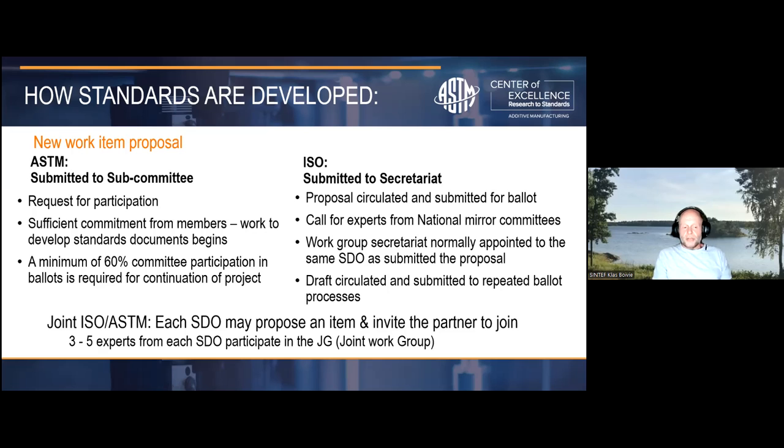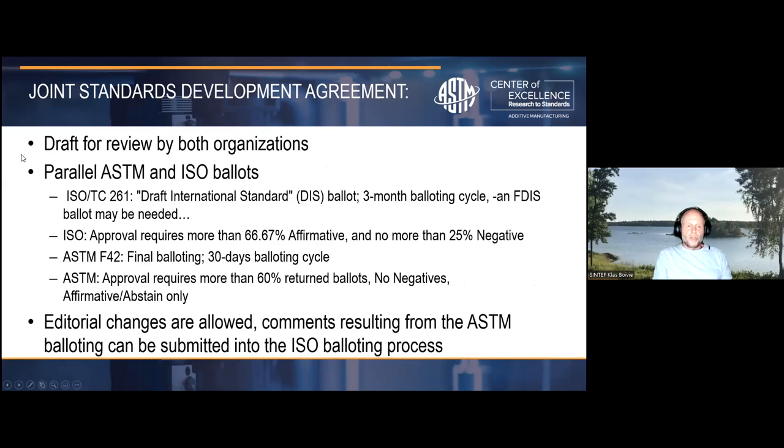Then we have the joint ISO/ASTM AM groups. That means that each of ISO and ASTM can propose an item and invite the other partner to join. You typically appoint 3 to 5 experts, but it could be more, from each SDO to participate in the joint work group. Then it develops following the ISO template and is balloted in parallel. Drafts are reviewed by both organizations. There are parallel ISO and ASTM ballots. In ISO, there is a draft international standard, DIS, ballot. It takes 3 months to do this. And then the FDIS takes 2 months if it's needed.